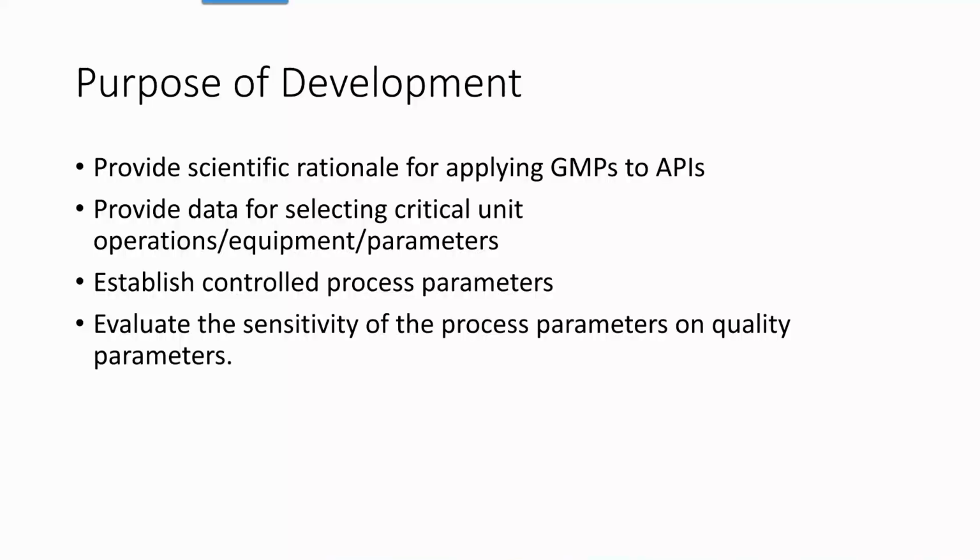So here's the purpose of development again: to provide a scientific rationale, provide the data, get those control processes, and evaluate the sensitivity of the processes. We really talked about the first one, which was providing the scientific rationale for GMPs to API. In the next episode, we're going to talk about selecting operations, equipment, parameters, establishing process parameters, and then how to evaluate the sensitivity, maybe applying some statistical tests.